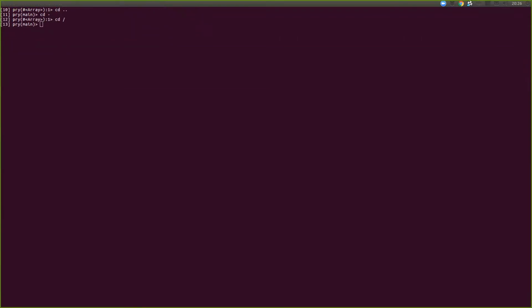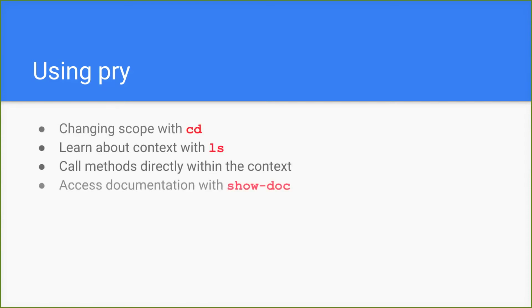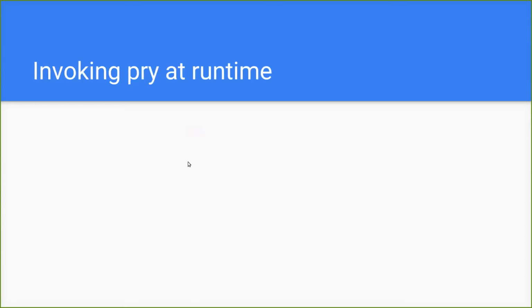So there's some quite cool features, but the real kind of amazing feature of Pry, I think, is what happens when you invoke it at runtime. So let's just recap that. So these other features that we went through. So invoking Pry at runtime, this is what gives it a real edge, I think, over something like IRB.